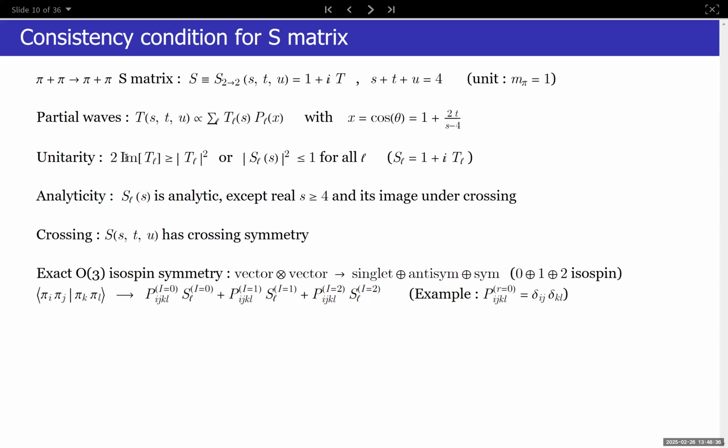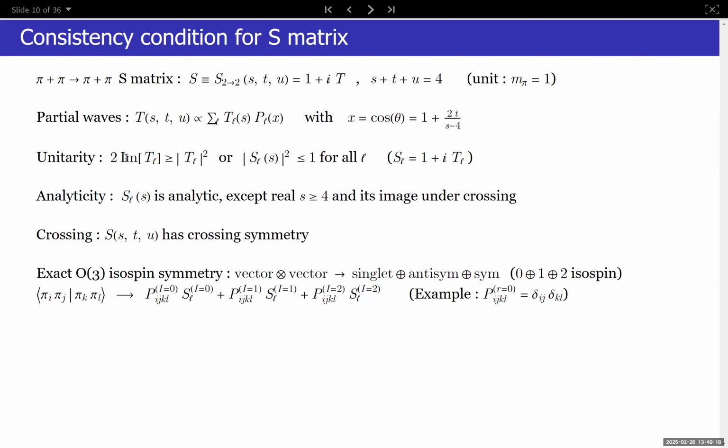So isospin symmetry, pion. In this case, I will take O(3) symmetry. The difference between O(3) and SO(2) is not important here. So the pion is a vector representation for O(3). So we have vector times vector. It should decompose into a singlet, an O(3) antisymmetric tensor, and a symmetric tensor. Singlet is isospin 0. Antisymmetric tensor is isospin 1. Symmetric tensor is isospin 2.